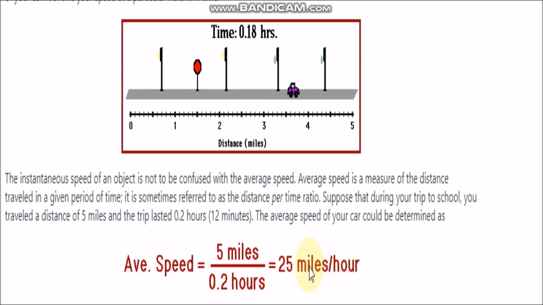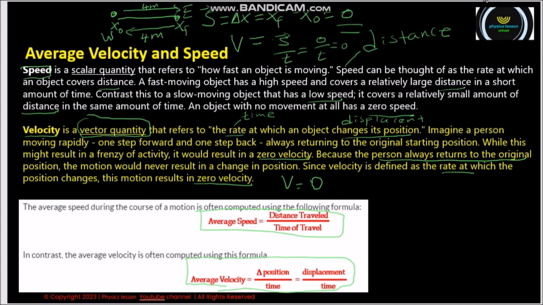In general, we can convert miles per hour to meters per second, because the SI unit is meter per second. Okay, just for the simulation. Okay, let's see one important point: the SI unit.